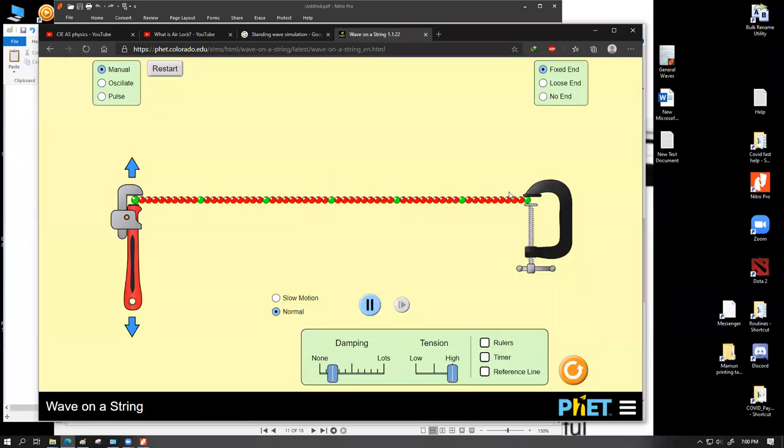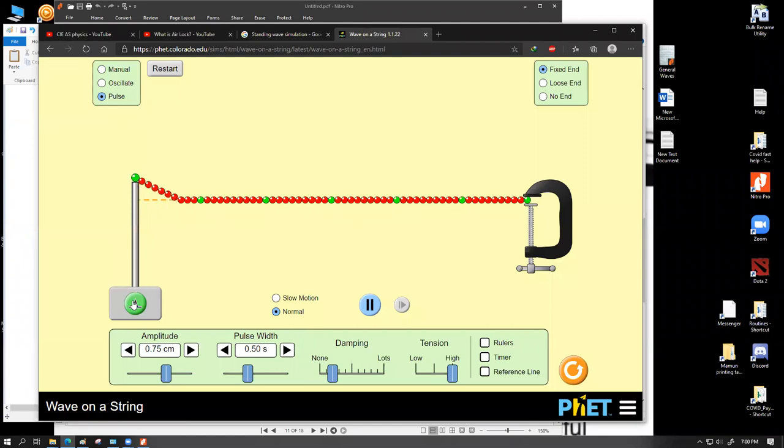So this is the thing that we have had. Here we have the other end locked up. And if we give one pulse, it's gonna come back in reverse order. So we lose that damping, and if we give a little bit of low tension, then we can see the whole thing reflecting backwards in the exact opposite pattern.